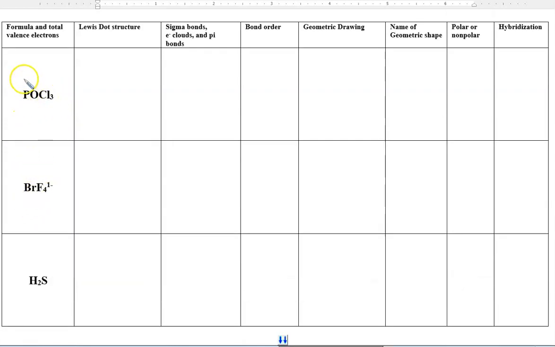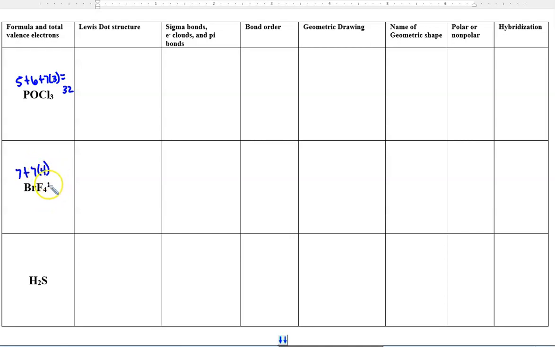And again, all I'm doing is adding up. Phosphorus is going to be 5. We've got 6, and we've got 7 times 3. So you've got 21 plus 11, so you've got 32. You can use a calculator if you need to. Bromine is 7. Fluorine is 7, and I am going to multiply that by 4.